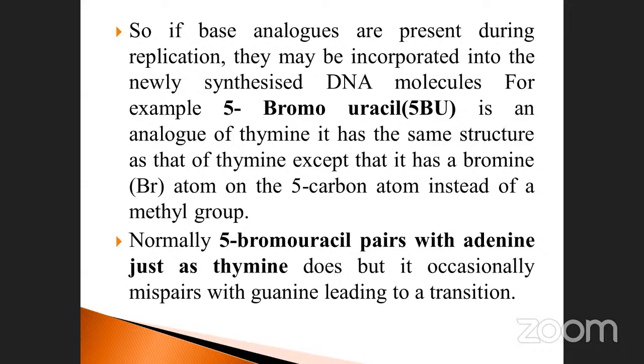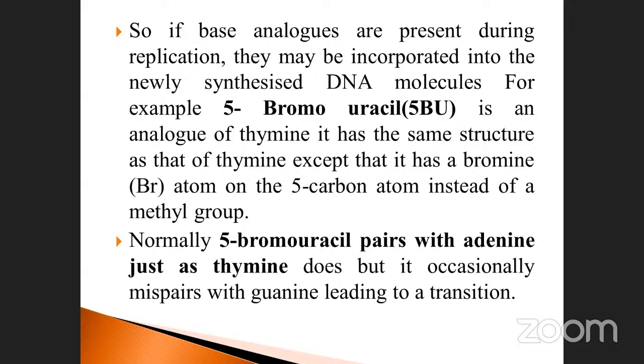We already studied this, isn't it? What is the meaning? Methyl is present in thymine. That group is replaced by one of the analogs, called bromine. That's why they call it 5-bromouracil, because the 5th carbon atom, which is occupied by a methyl group in thymine, is instead occupied by bromine.